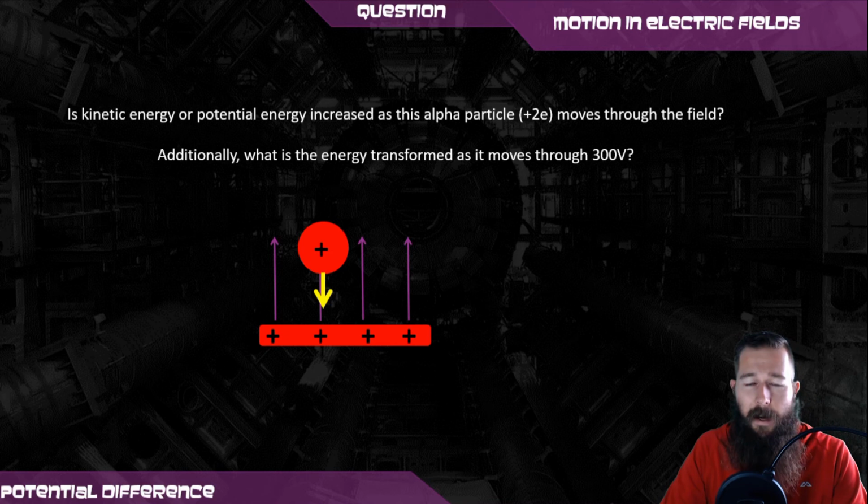If this positive particle was pulled towards the positive plate and against the field, is kinetic or potential energy increased? And additionally, if it moves through 300 volts, what's the energy that is transformed?